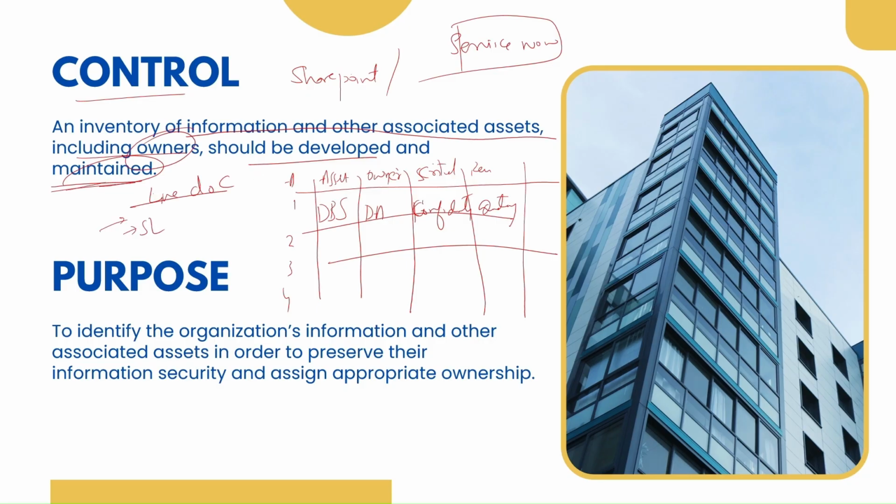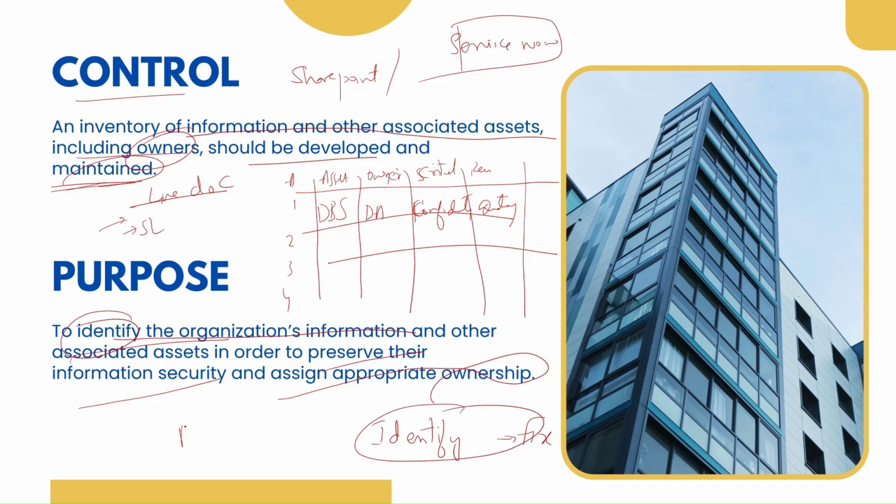What is the purpose of having this control? The purpose is to identify the organization's information. So, as I said, when you know, you can try to fix it, right? If you do not identify the asset, how will you fix it? So it is very important for you to identify the information and other associated assets so that you can preserve their information security and assign appropriate ownership, so that these assets, whatever you identify, you can give an owner to, and then you can maintain the security of these assets. That is the reason why you should maintain an asset inventory.